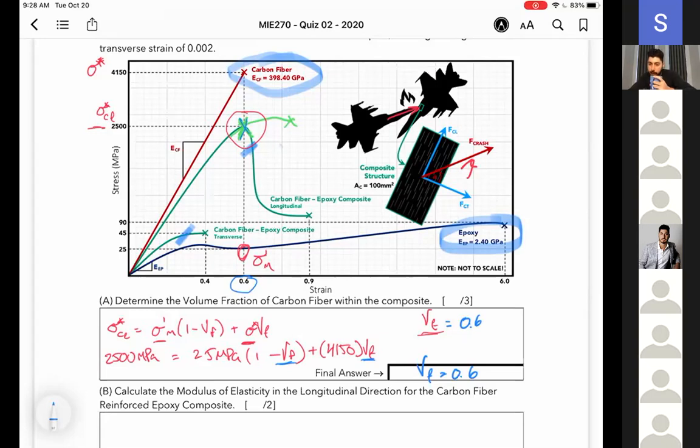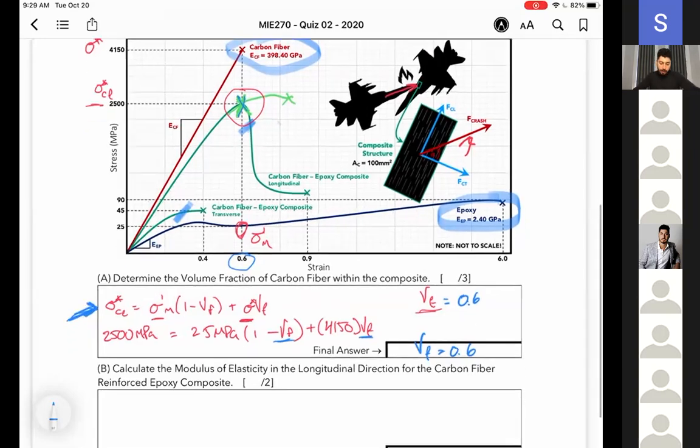Yes, the matrix is the epoxy resin. Why do we only take the longitudinal direction, not the transverse? This equation only holds for the longitudinal loading. This is the one we just used to calculate the volume fraction. That's why it's sigma star CL and not sigma star C. We're good to move on now? Okay, part B.